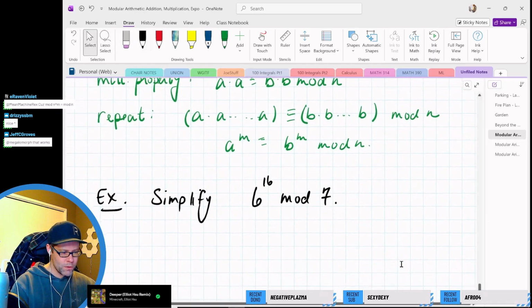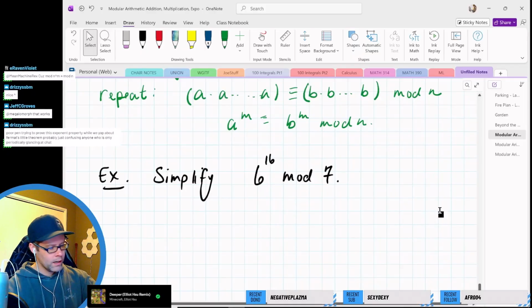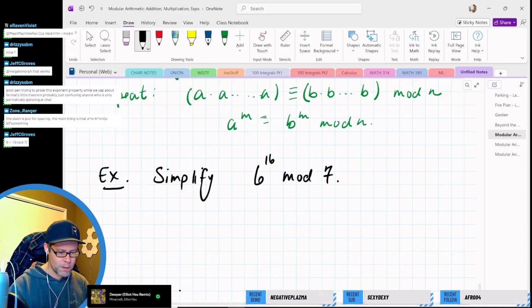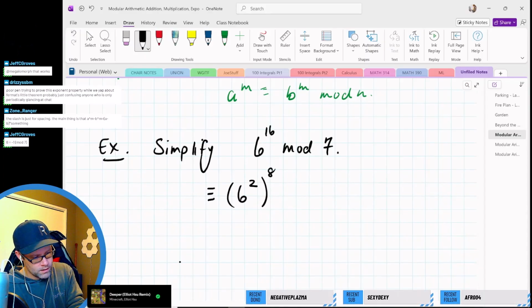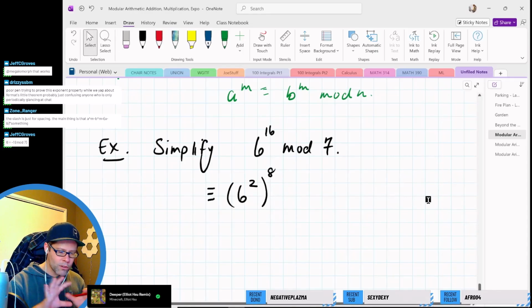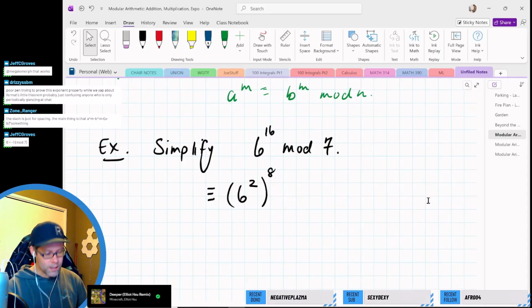Okay, so how would we approach simplifying something like this? We'll take a look at a small example, maybe start moving into some larger exponents. How I think about these is I try to bust up the exponent into something that's a little easier for us to work with, mod 7. So I might think about this as 6 squared. I can move these 6's around in a way that might make sense. So in this case, I'm going to group a couple of them together to get 36.